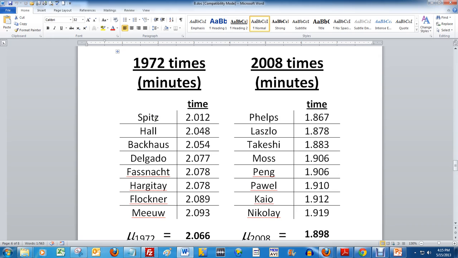But then you say to yourself, wait a minute, hang on. You can look at Spitz versus Hall, which is second place, and say to yourself, well, look at the difference between first and second here and first and second here. Spitz blew Hall out of the water.